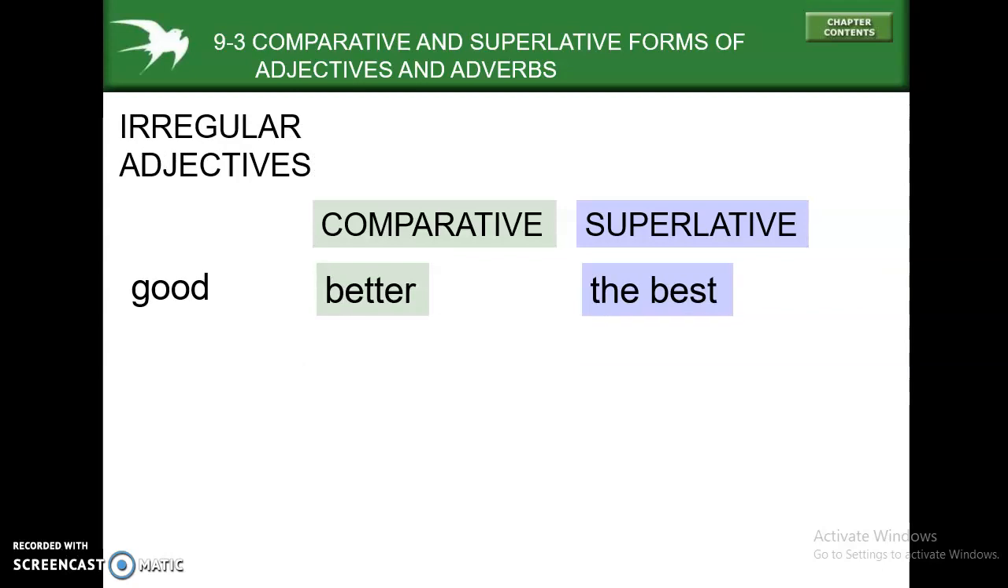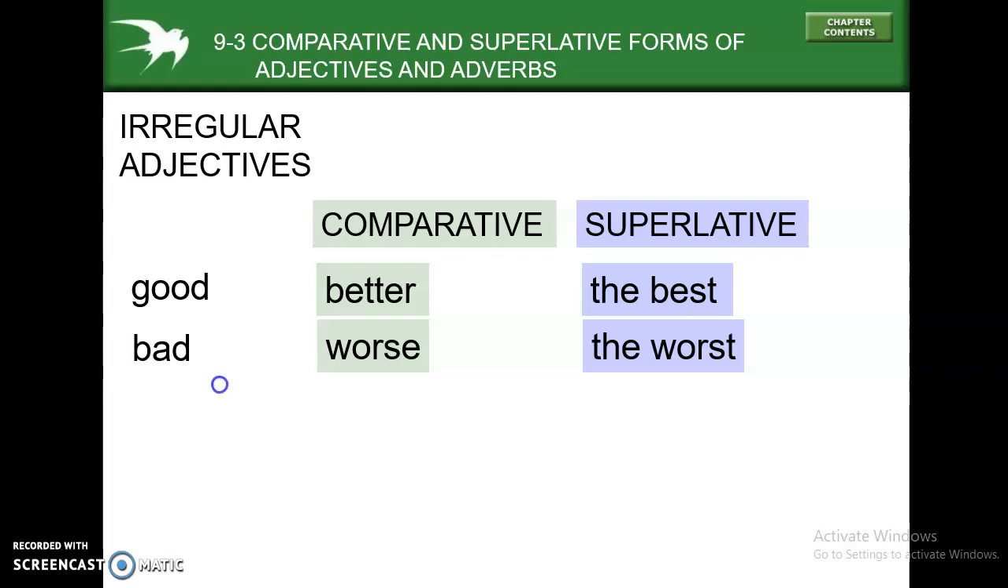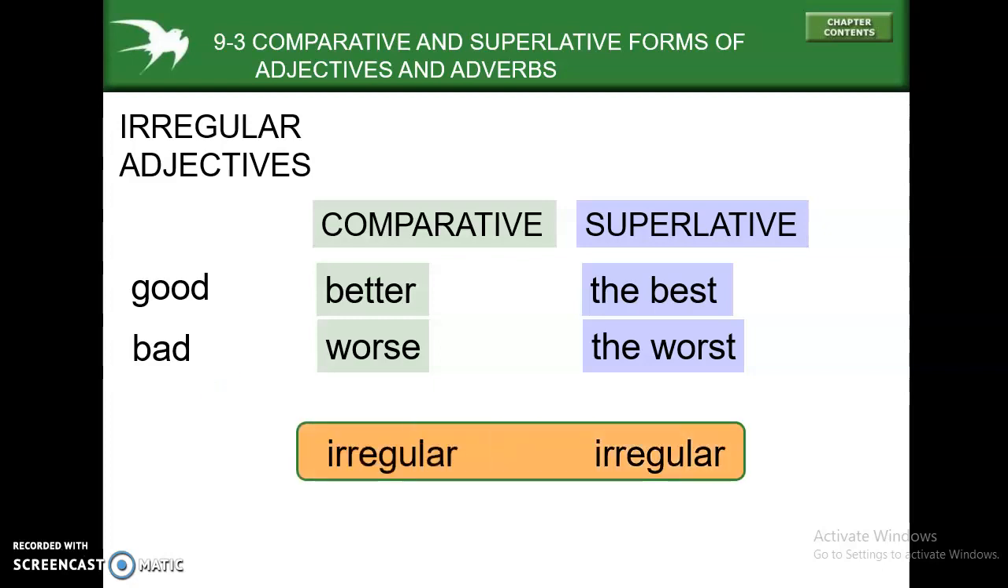Irregular adjective. Irregular means that the adjective changes form. Yeah? For example, good, better, and the best. We cannot say good, gooder, right? Good, gooder, no. But good, better, and the best. That's what we call irregular. Bad, worse, and the worst. Okay, that's the change.